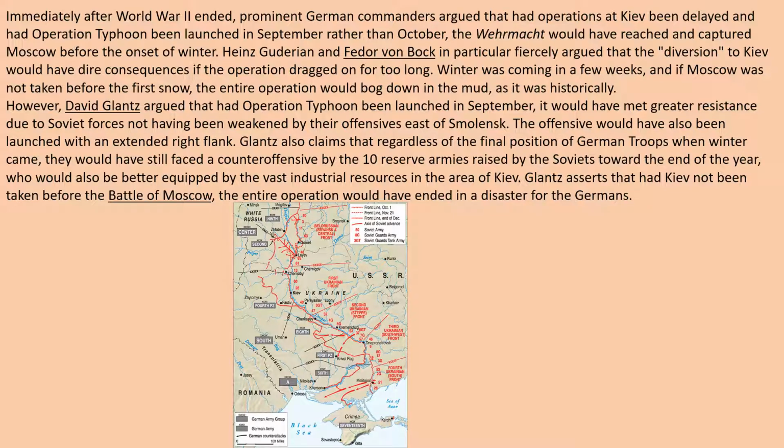Glantz also claims that regardless of the final position of German troops when winter came, they would still have faced a counteroffensive by 10 reserve armies raised by the Soviets toward the end of the year, who would also be better equipped by the vast industrial resources in the area of Kiev. Glantz asserts that had Kiev not been taken before the Battle of Moscow, the entire operation would have ended in disaster for the Germans, but it still did, due to lack of winter gear, due to lack of time, and even taking out the 600,000, the Germans were still bogged down.